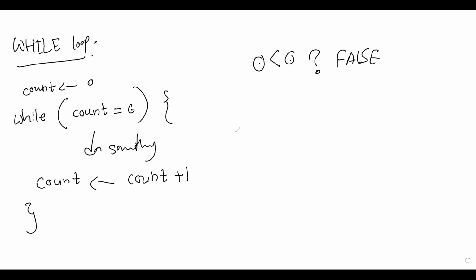It goes out and checks the condition once again. Is one equal to zero? Zero equal to zero is true. One equal to zero is false. Whenever it gets false, it doesn't go inside, it goes out of this loop. Then this task is stopped, right?